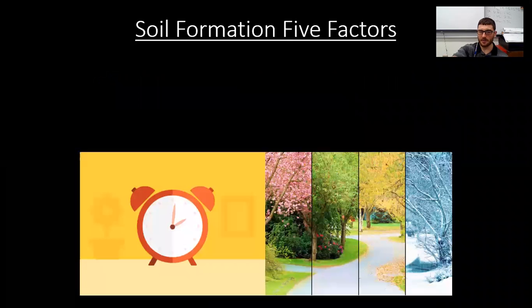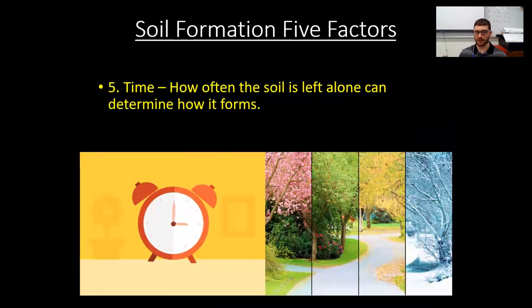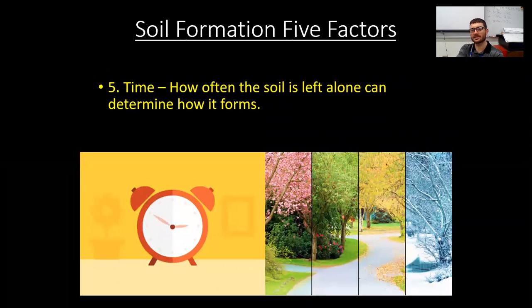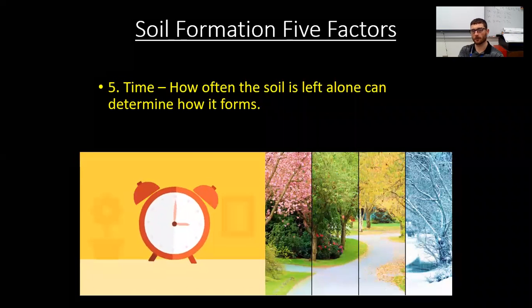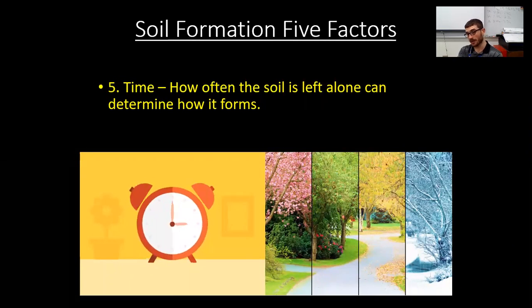Biological activity. And the last one, guys, is time, okay? How often the soil gets left alone can determine how it forms. All right, so does it rain a lot? Does it never rain? Are there people and animals living around it or no? That's the last factor. So that's it, guys. We got to know those 5 factors, okay? Know what's the most important one, okay? And then move on from there, okay?